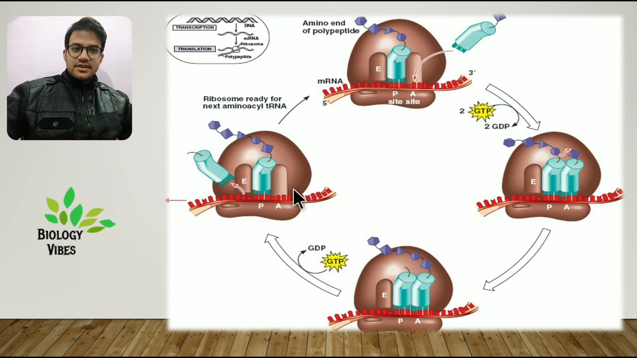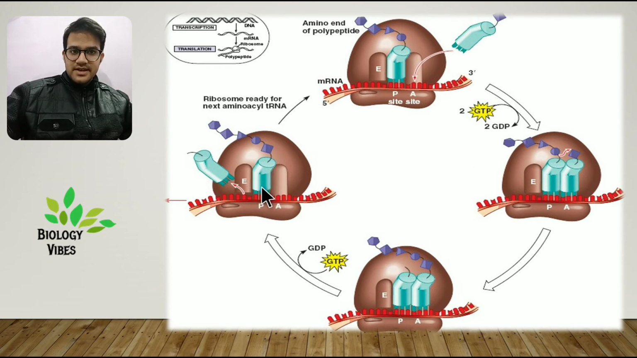Now next, the tRNA which was at the A site moves to P, and a new tRNA comes into the picture and binds with A. At the same time, one tRNA will be released. Now this tRNA which is being released does not contain any amino acid, because the amino acid it had has already been placed here. So this way the whole elongation cycle will continue.